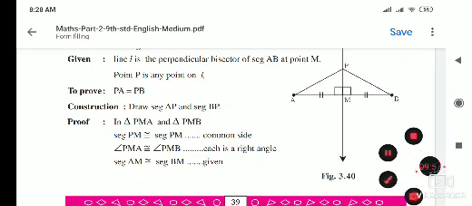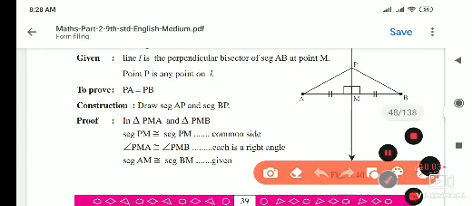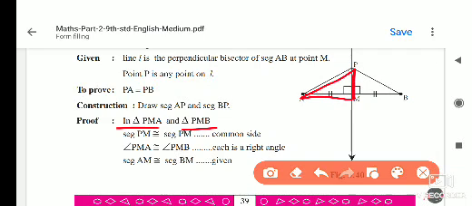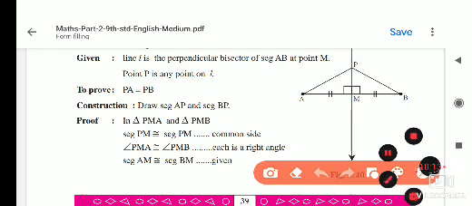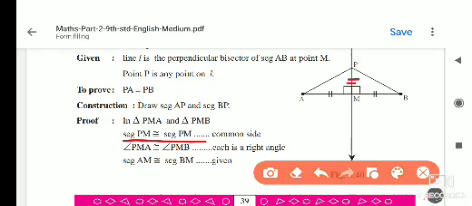Now after joining these, we are getting two triangles. Which are those triangles? Triangle PMA and PMB. In triangle PMA and PMB, we just saw that PM is congruent to PM because it is a common side between these two triangles.